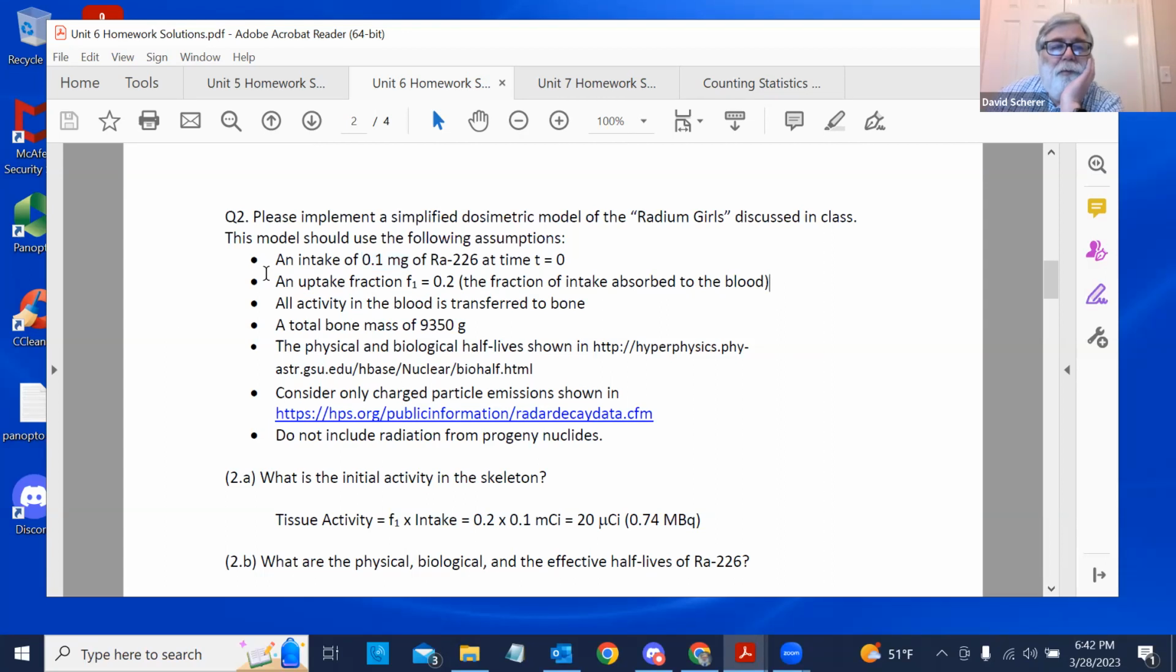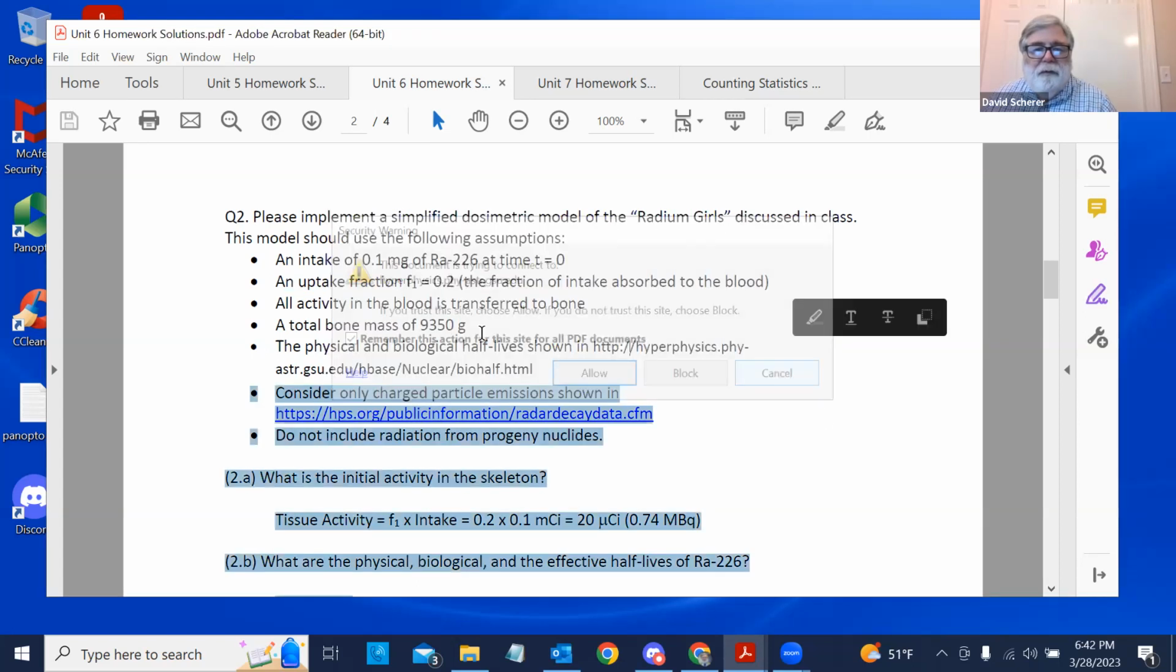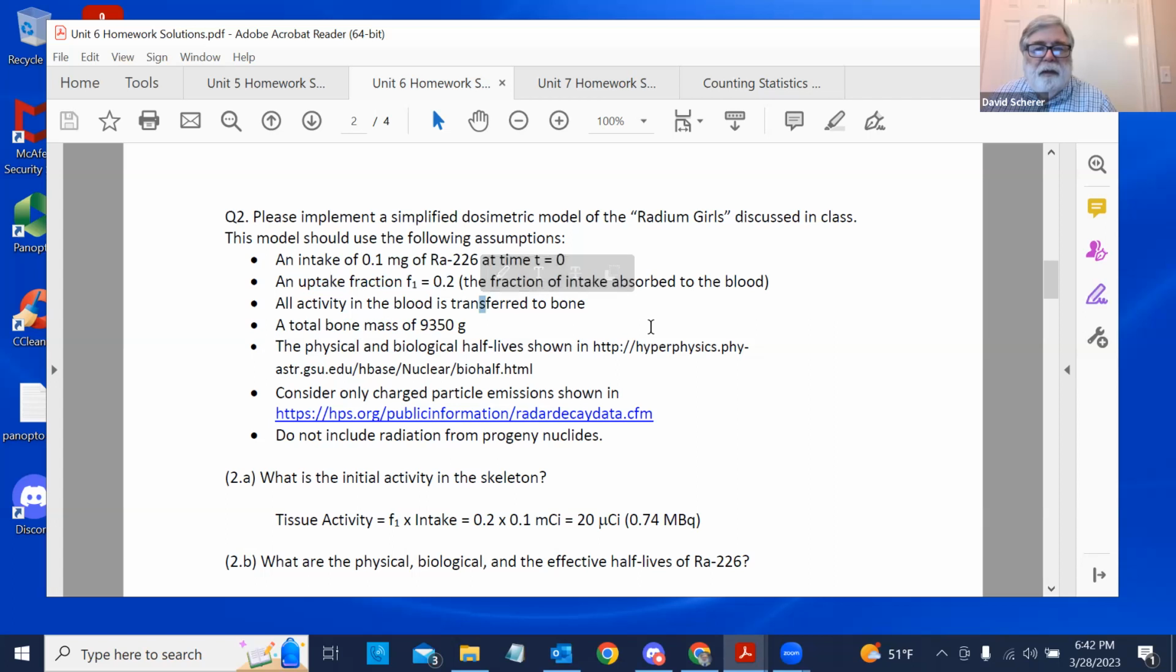Okay, so about 20% of what is taken in by mouth ends up in the blood, and all of that ends up in the bone. And we have a number for the bone mass. We have a source that we were asked to use for elimination and decay data, and then we can get the charged particle data from our HPS website.